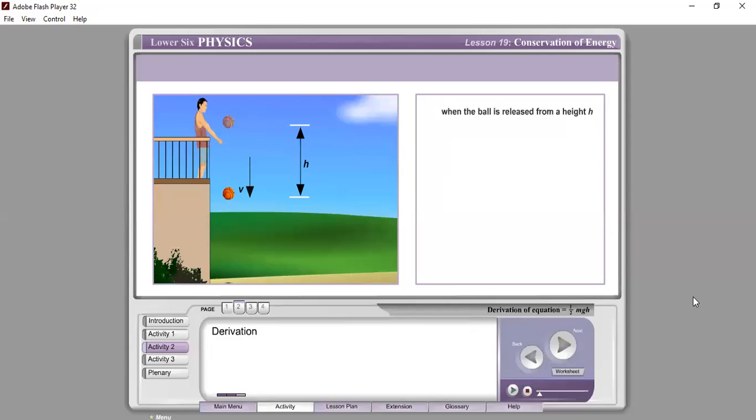Derivation. When the ball is released from a height h, u equals 0. Using v squared equals u squared plus 2as, v squared equals 0 plus 2gh, so v squared equals 2gh. Change in kinetic energy equals half mv squared minus 0, which equals half m times 2gh. Therefore, half mv squared equals mgh.